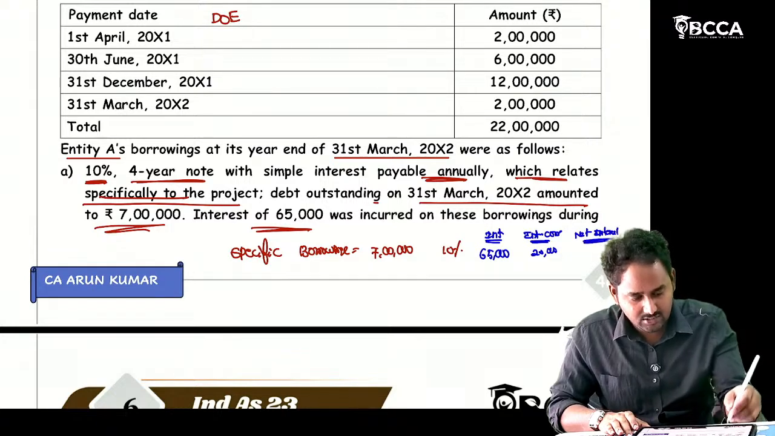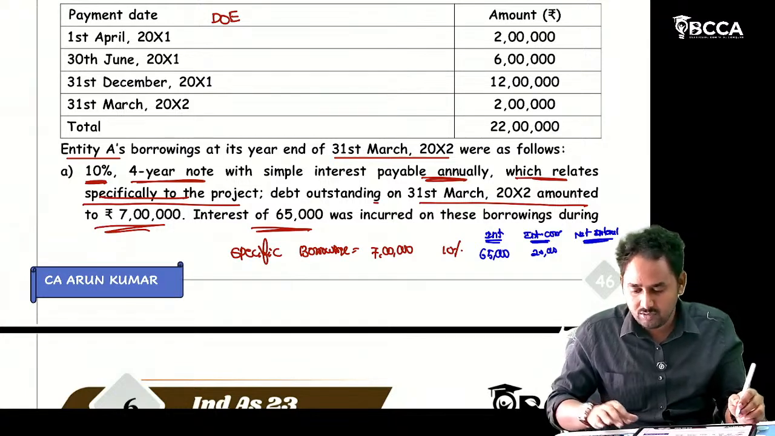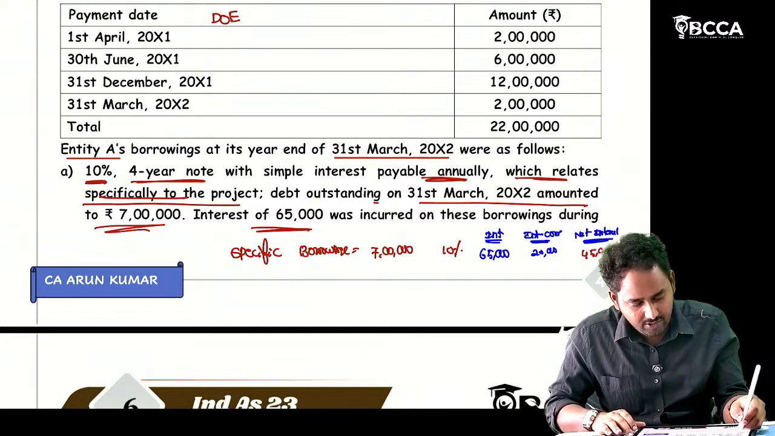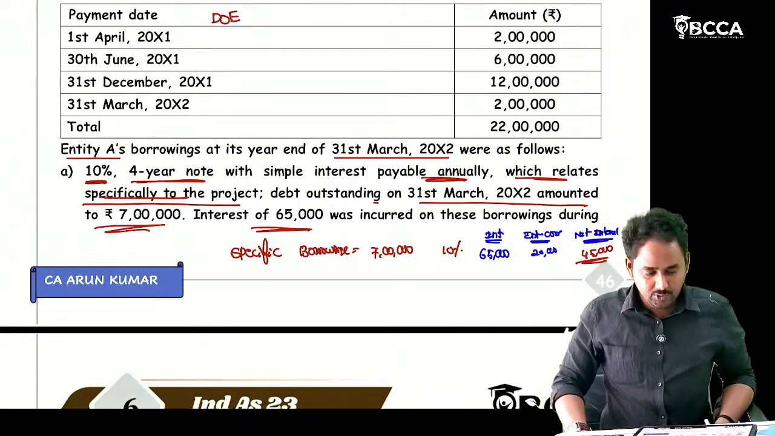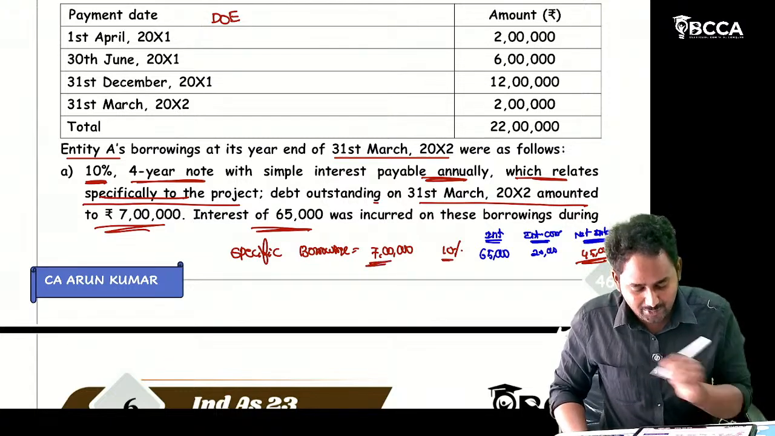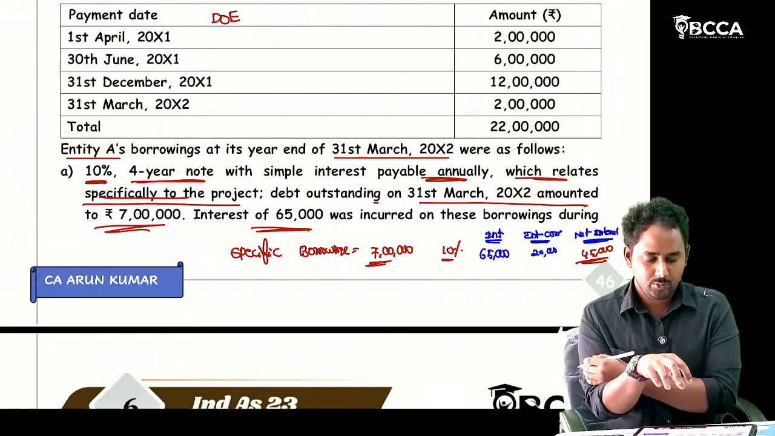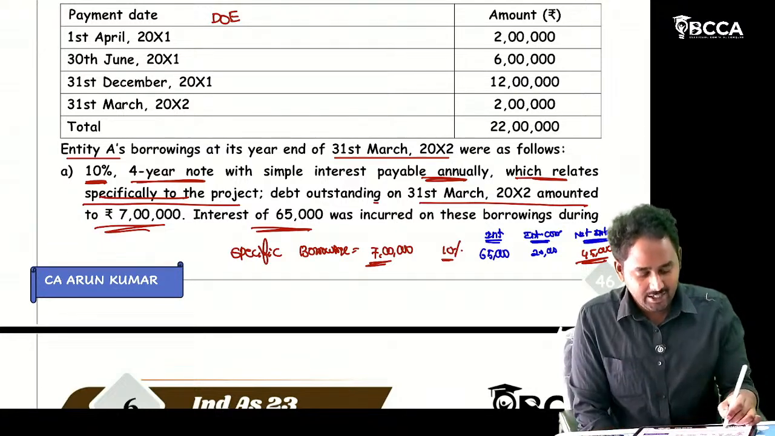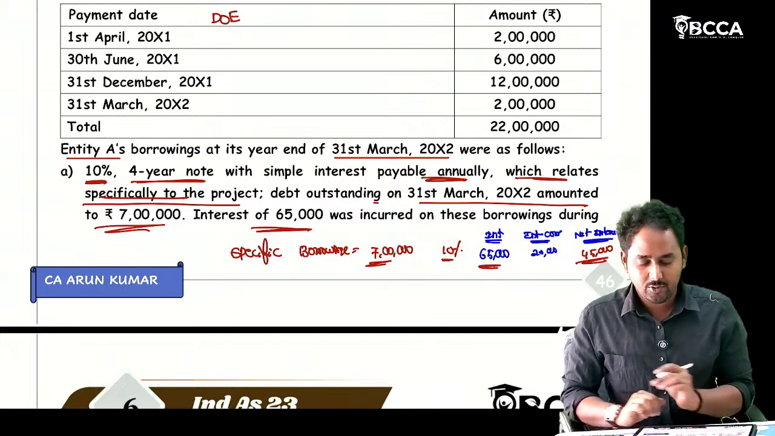Net interest is 65,000 minus 20,000, 45,000 rupees. This is the net interest. So you need not calculate the interest amount, 7 lakh rupees into 10%, because they haven't mentioned when they have taken the loan. They directly give the interest amount, 65,000. Then you need not calculate again 7 lakh into 10%.